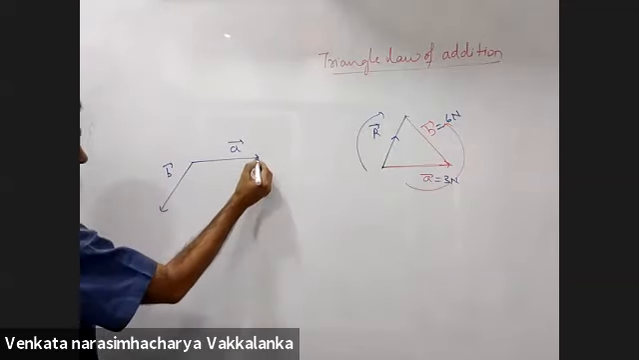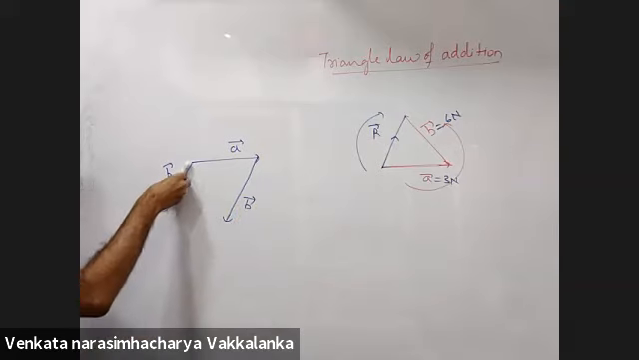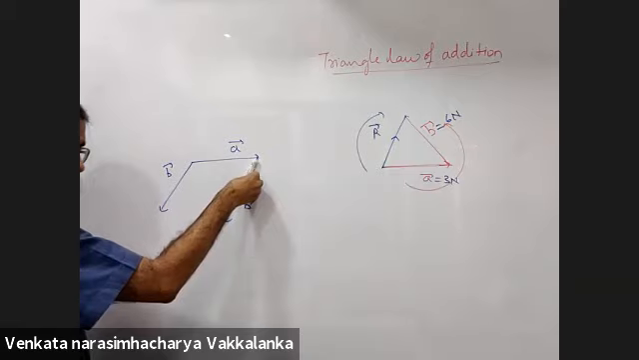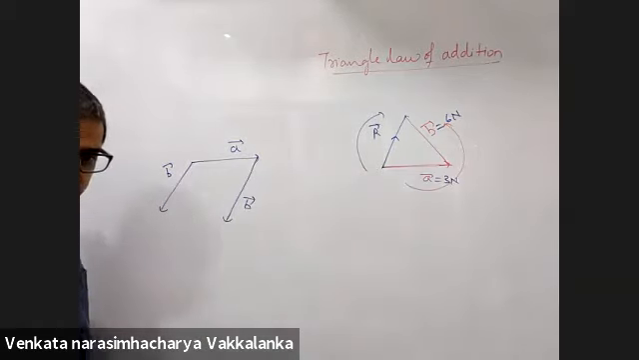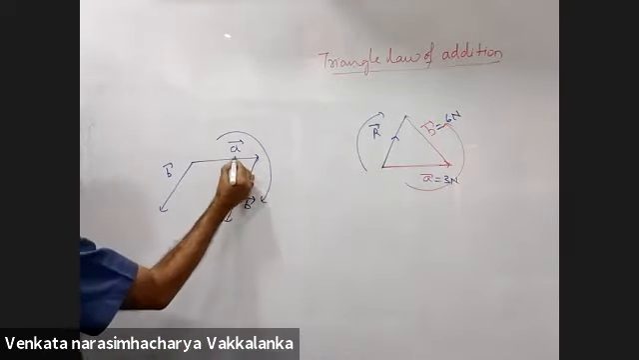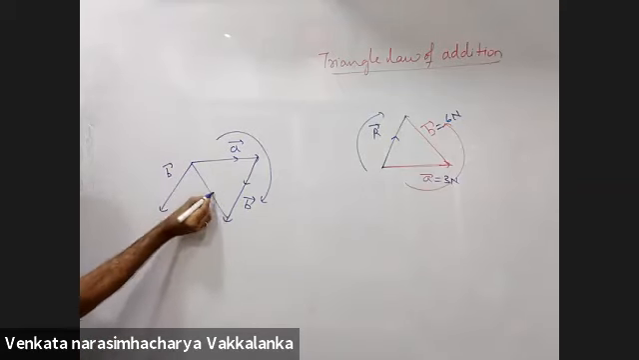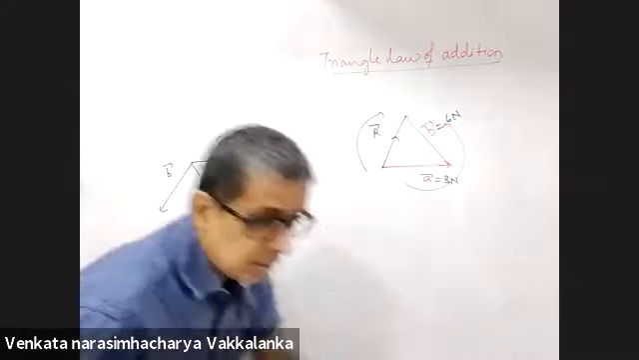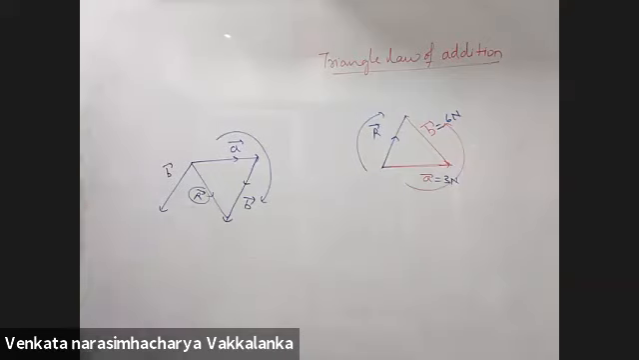Translate the vector B here. I translated the vector B here. These both should be parallel and they should be of the same length. Now, A and B are two sides of a triangle taken in one order. Third side of the triangle taken in the reverse order will be your result.